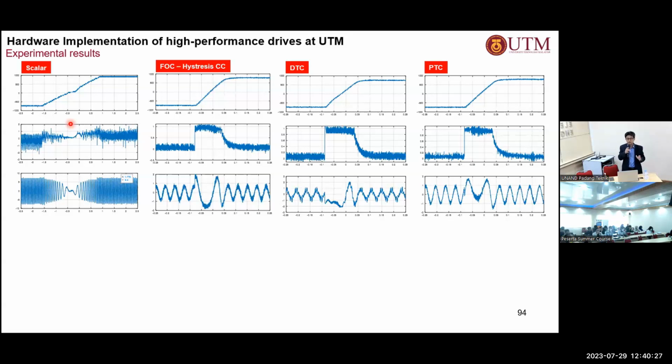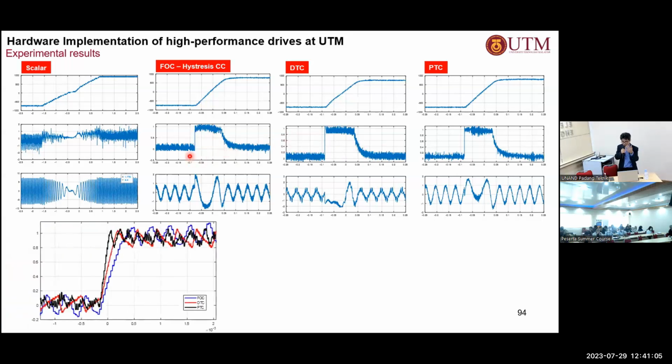Which is good for applications that do not require it to be that fast. 2 seconds is good. It's fast enough if you control the speed of a fan, for example. You don't need precise or faster control. But if you control the torque and speed, reversing the speed from minus 700 RPM to plus 700 RPM, you can do that in less than 1 second using high performance control, for example your FOC, DTC, and PTC. You cannot see the difference in the torque there because the rise of the torque looks very, very fast.